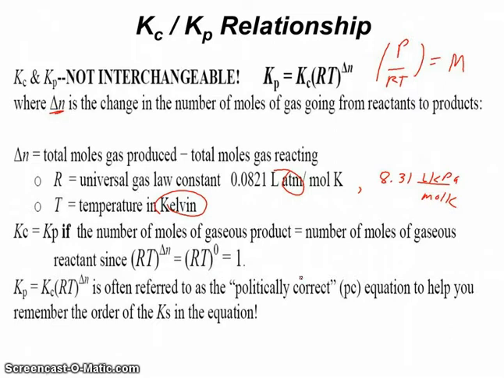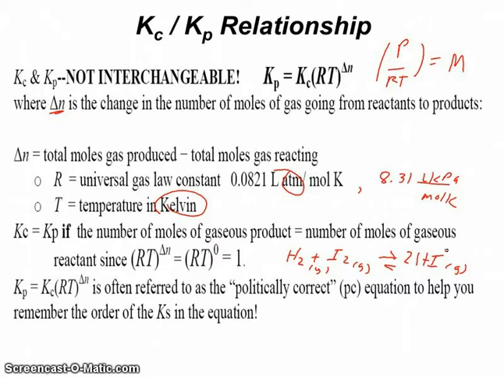And so Kc can equal Kp under the condition that the number of moles of gas product is equal to the number of moles of gas reactant. In that case, so for example, I would have a delta N of 0, and so RT to the 0 would be 1. An example of this would be something like H2 plus I2 gas producing 2HI gas. I have 2 moles of gas here, 2 moles of gas here. So in that case, Kp could equal Kc.